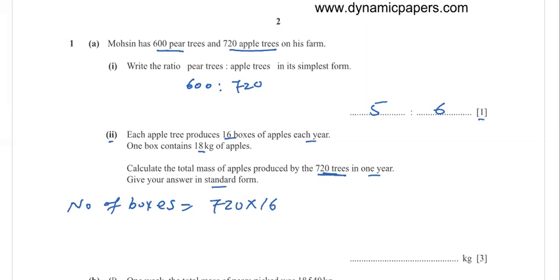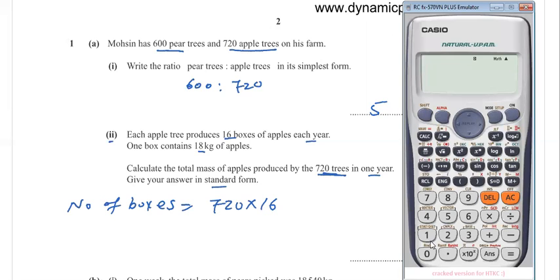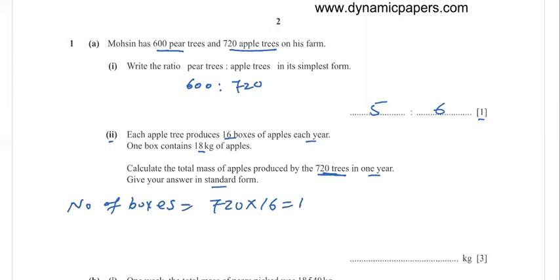So multiply with 16. That will make the number of boxes. Multiply with 16. 11,520. Now each box contains 18 kg of apple. So for 1 year, what will be the total mass of the apples? And these are the number of boxes and each box is producing 18 kg. So we will multiply 18 by 11,520.